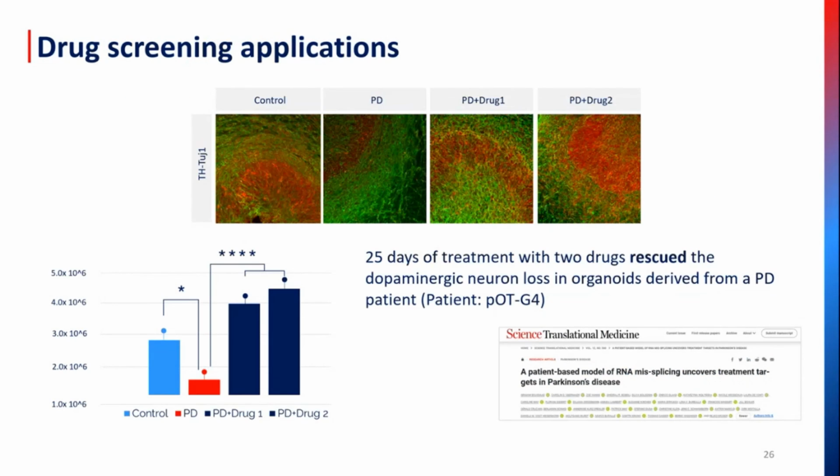For example, here we can see the case of a Parkinson's disease patient with a very specific rare mutation in a gene called DJ1, from which midbrain organoids were derived and treated with 2 different drugs. And you can see in the graph that upon 25 days of treatment, the dopaminergic neuronal loss, which was observed in the organoids without treatment, could be rescued.